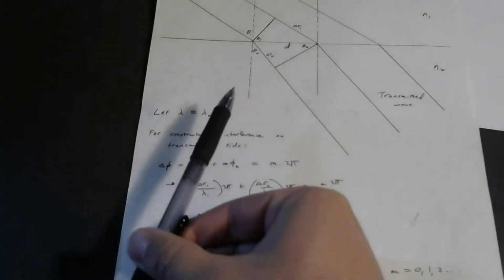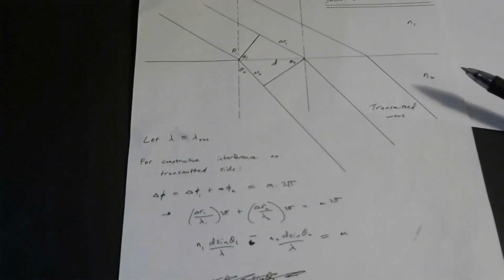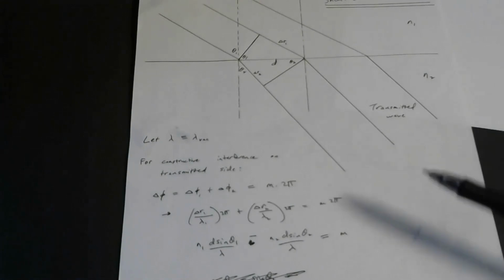If the intensity was distributed broadly across a whole bunch of angles, then we wouldn't really have Snell's law. There wouldn't be one particular angle at which the light is refracted. But we're going to find that there is one particular angle.